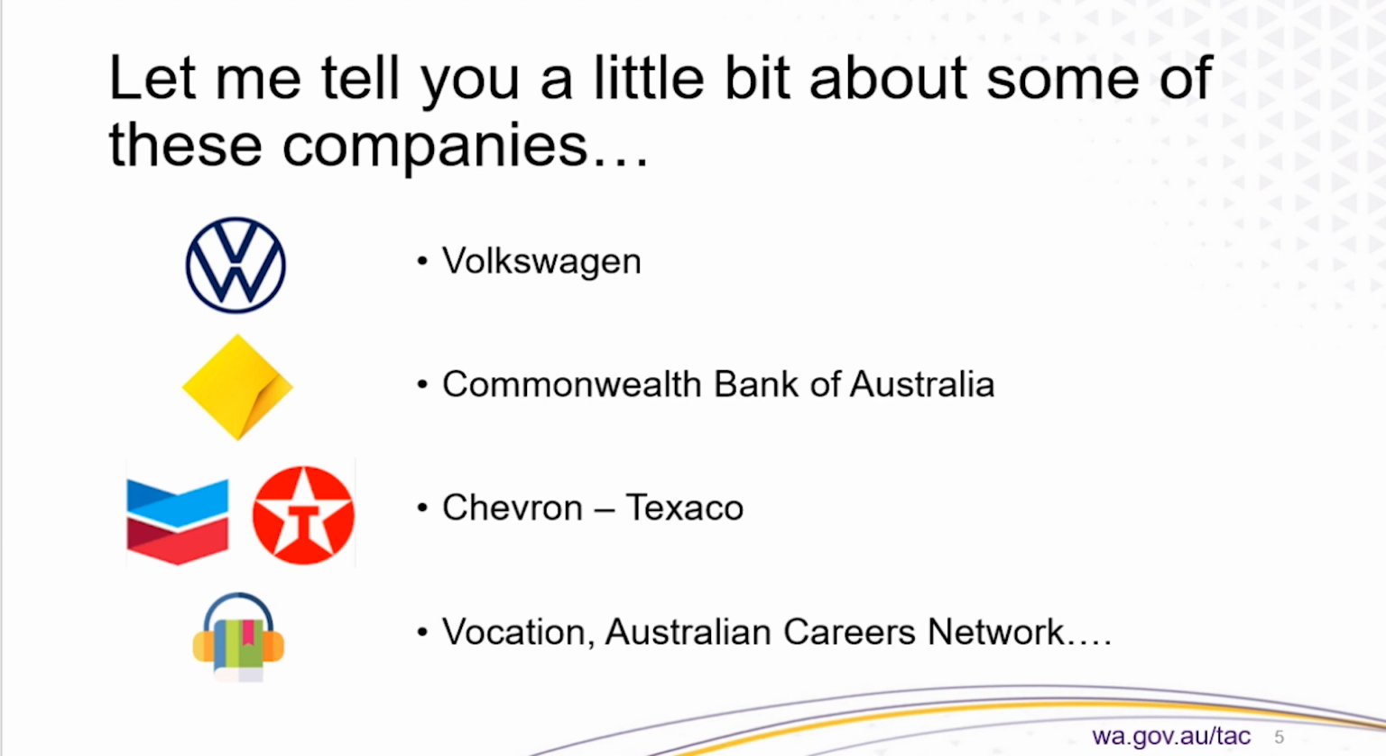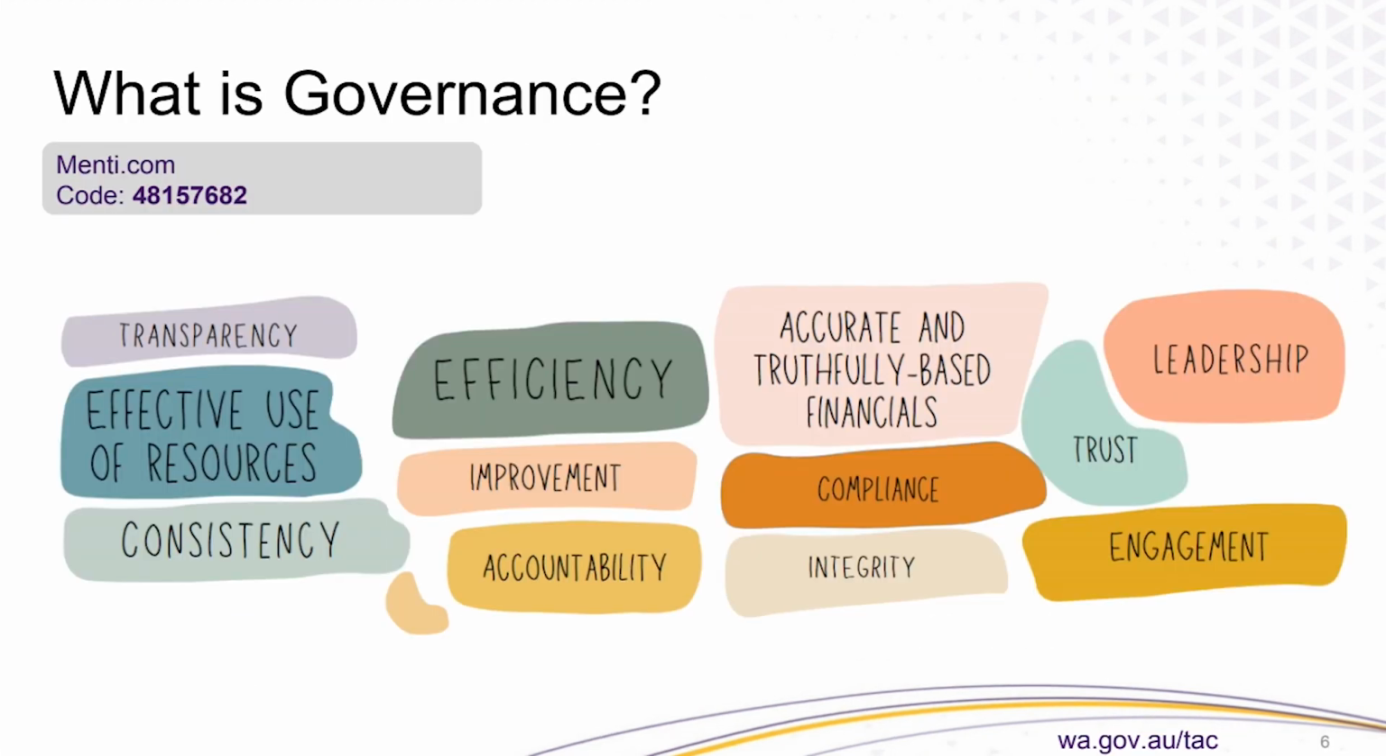So when we think about governance, there's a whole lot of words that might come to mind for you. On this slide, you'll see some words that might relate to governance, and you're going to see a code there for a program called Mentimeter. What we would like you to do is go to menti.com and type in that code, and when you do, you're going to see this slide, and what we want you to do is to select the words that you think mean or relate to governance.